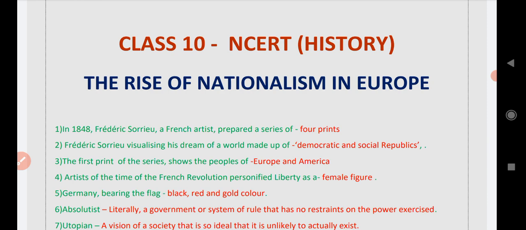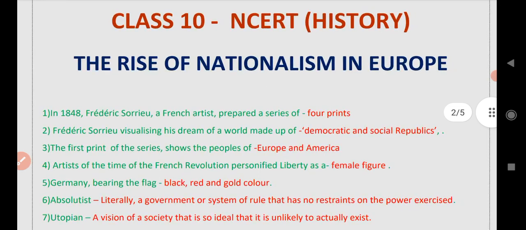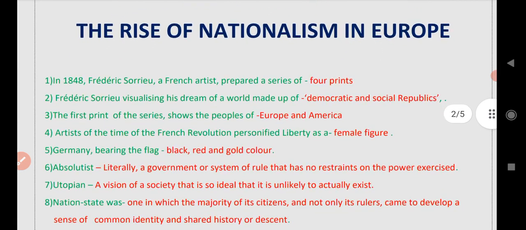Before starting the revision, I want to tell you one thing, my dear students: you will read all points very carefully, and the question may arise from the beginning. So keep in mind, if you read all points very carefully, then you will be able to solve all multiple choice questions, 1-mark questions, even 2-mark questions in your examination. So let's start.